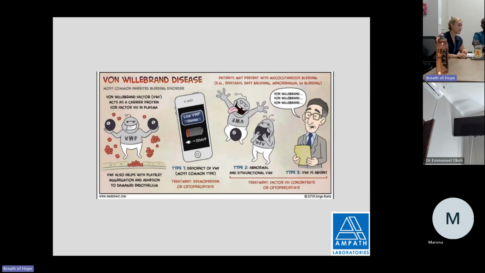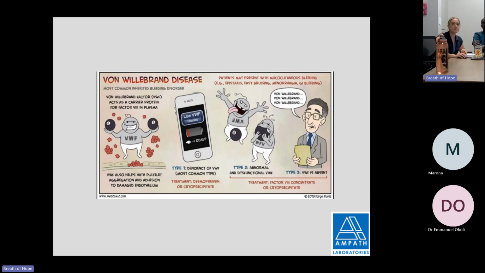And then you can see also the type of treatment. With type 1, we can actually use desmopressin or cryoprecipitate to treat. With type 2, it depends on what type of 2 you have, but that will usually also be cryoprecipitate or factor 8 replacement. And then in type 3, where there's almost absent von Willebrand factor, remember with this, you can't use desmopressin because there's no von Willebrand factor to increase in this patient.